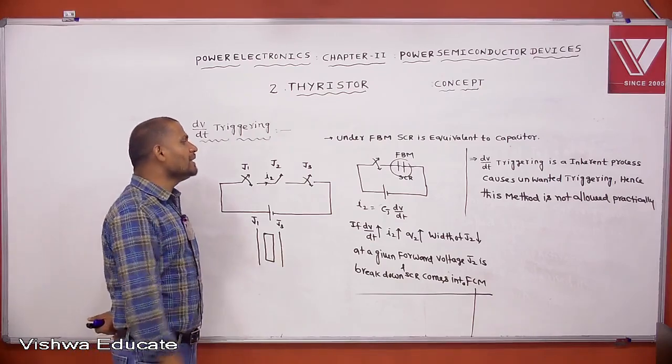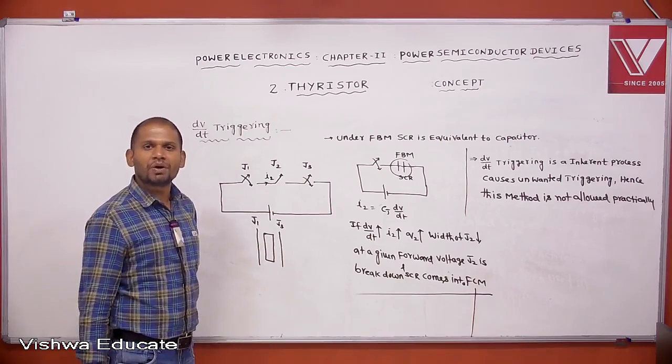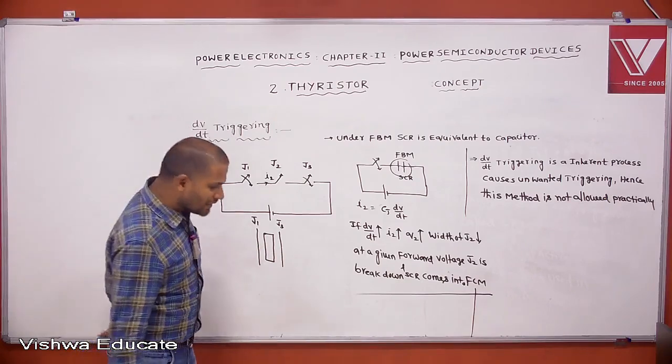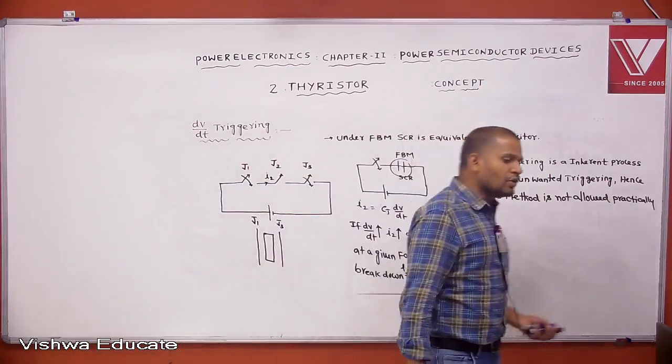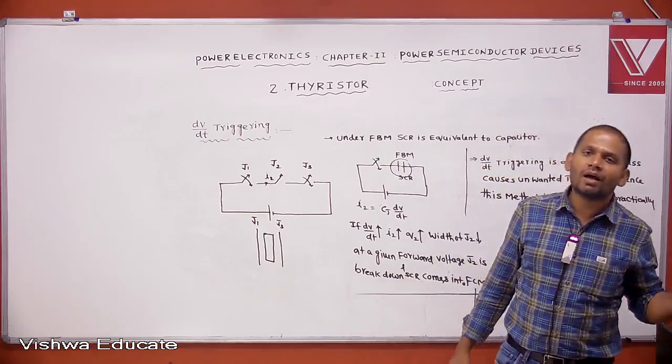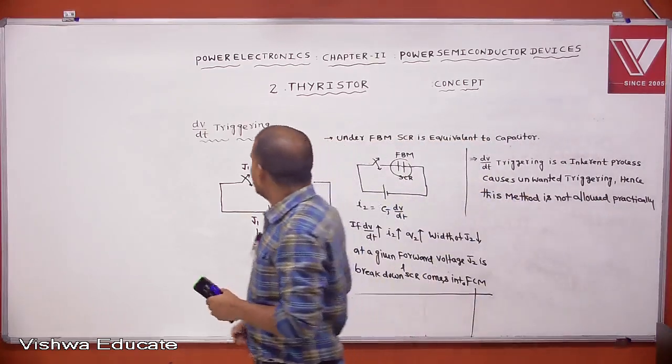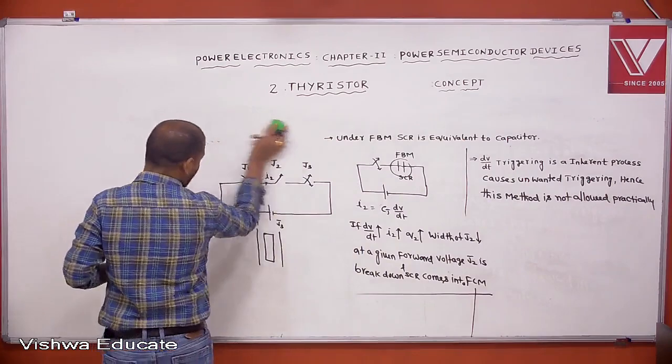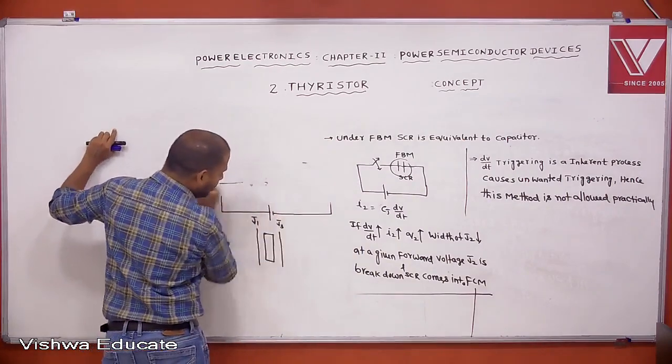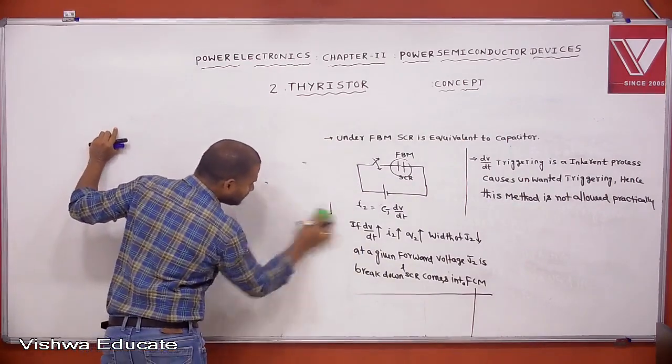Then dV/dt triggering is also one of the inherent processes, but practically this method is not allowed. You cannot allow the dV/dt triggering by using the snubber circuit arrangements. Then in this I want to write some important notes that you concentrate on.